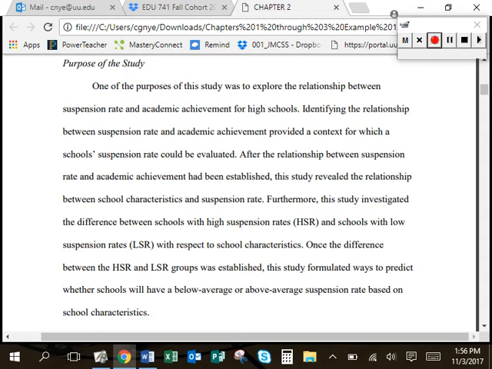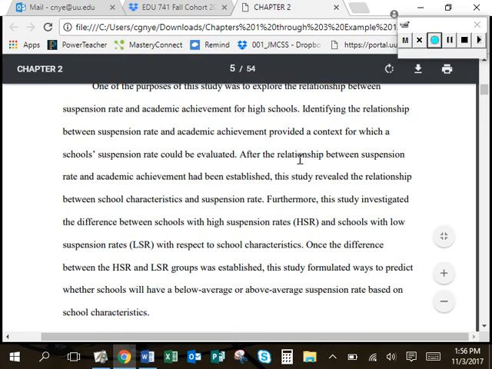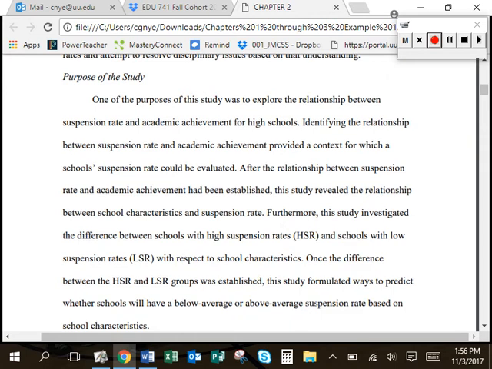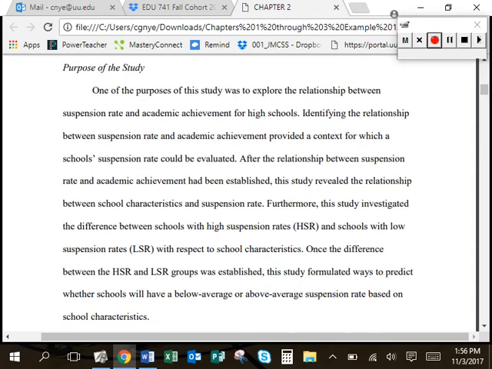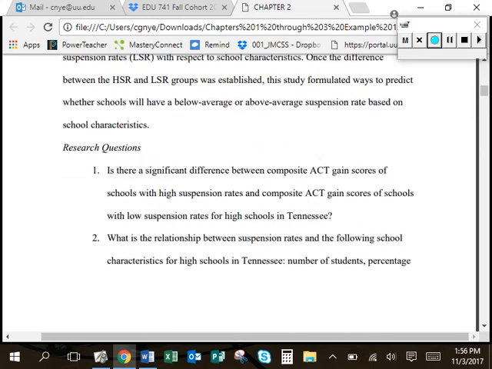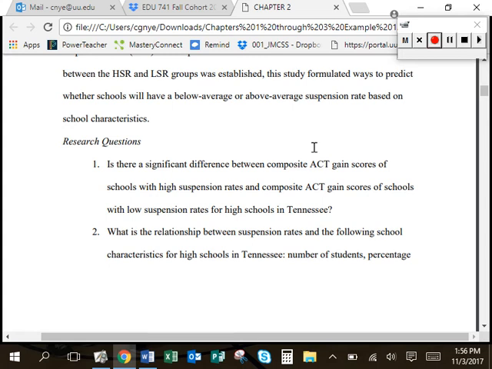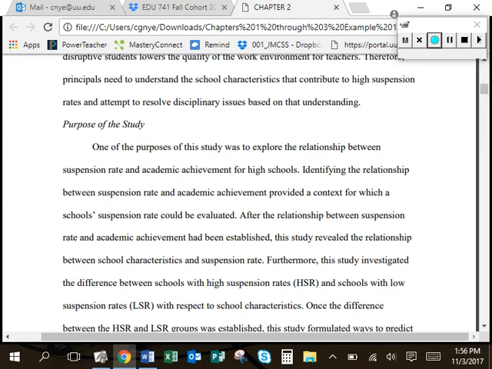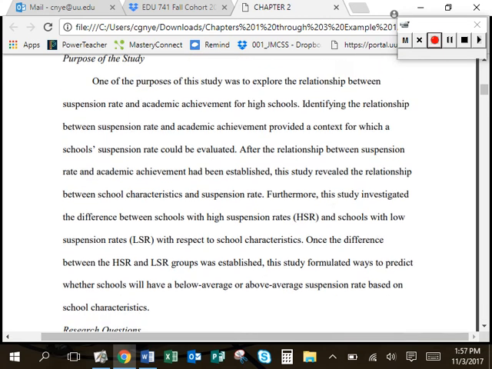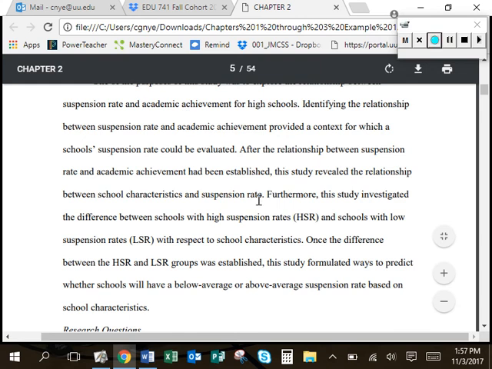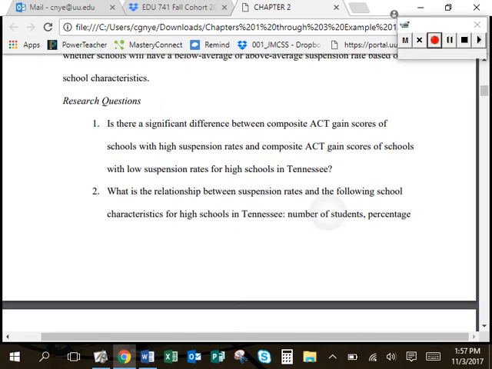For example, this says that one of the purposes of the study was to explore the relationship between suspension rate and academic achievement for high schools. In the first research question, that appears. Is there a significant difference between composite ACT gain scores, which would be your academic achievement, and then the low suspension rates for high schools in Tennessee would be your suspension rate? So that's already establishing a question that serves the purpose of the study. So this purpose of the study ties in with the research questions.